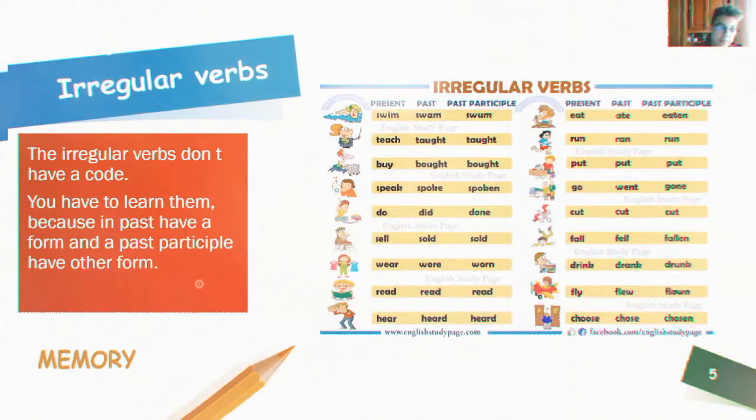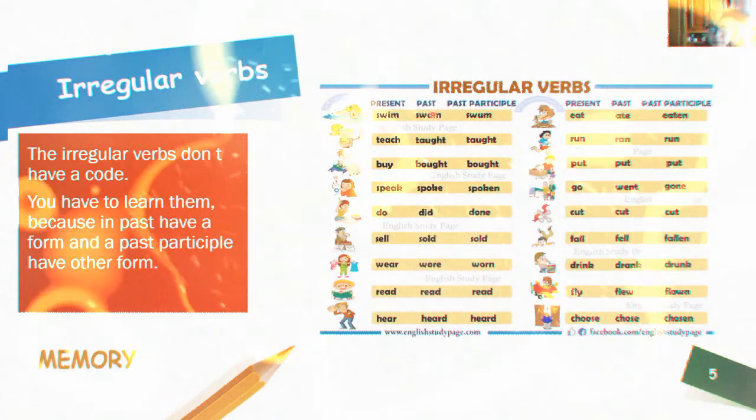And we have irregular verbs. The irregular verbs have a code. You have to write the present form, the past form, and the past participle form. In this case, swim, swam, and swum. You only have to memorize this topic. We don't have more things to do.